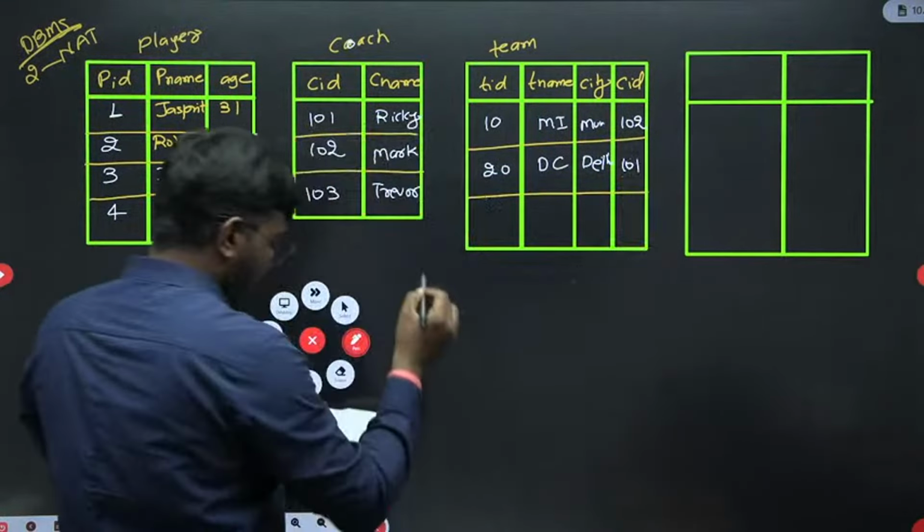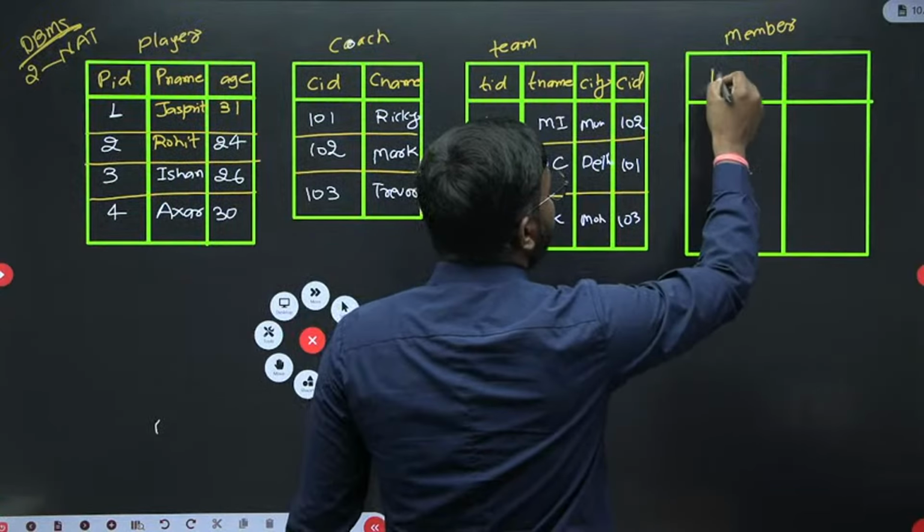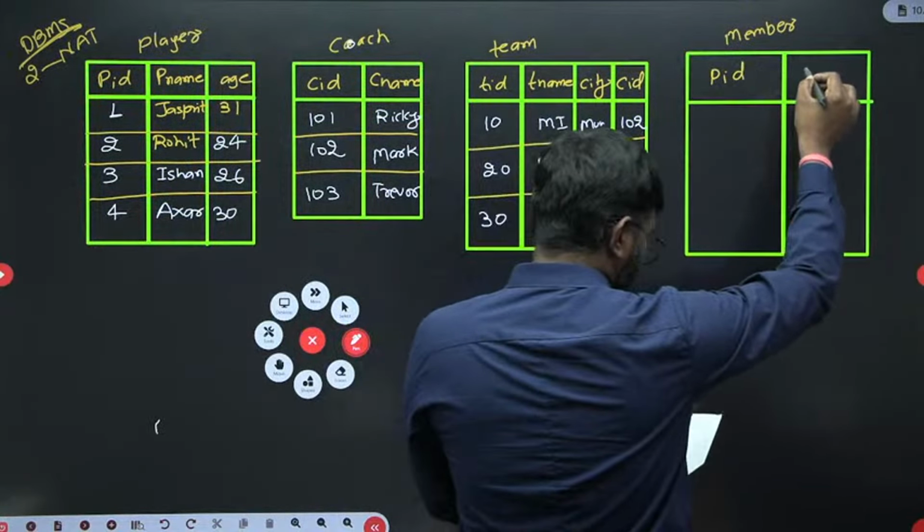Similarly, the last table is our member. This has the PID and the TID. Understood? So the data was 1 and 10, then 2 and 30, then 3 and 10, and 4 and 20. This is the complete table, given with the relations. Now we'll write the SQL. There was one SQL given and the question was to find the value returned by the SQL. This is our table. Let's write the SQL quickly.